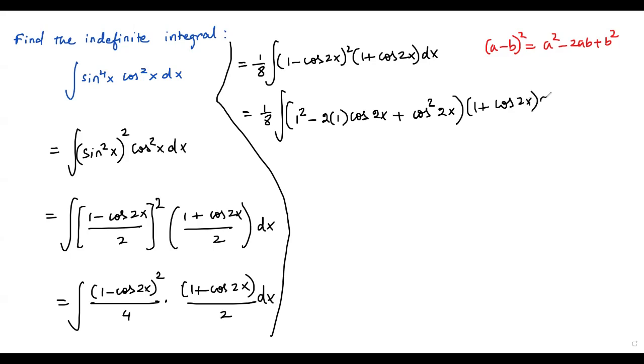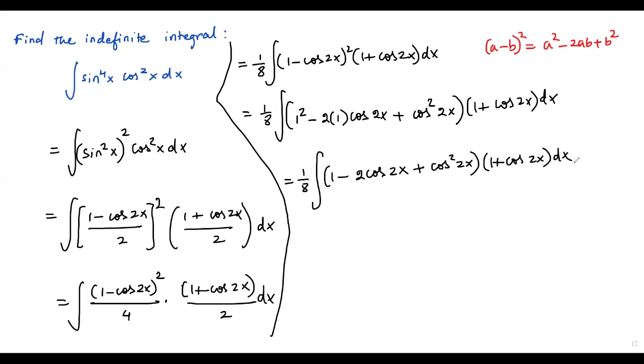So here, 1 over 8 times the integral. The evaluation of 1 square is just 1, 2 times 1 is 2, 2 times cosine 2x is 2 cosine 2x, + cosine square 2x, times (1 + cosine 2x) dx. Now what we have to do is, inside the integral, multiply this trinomial and this binomial.